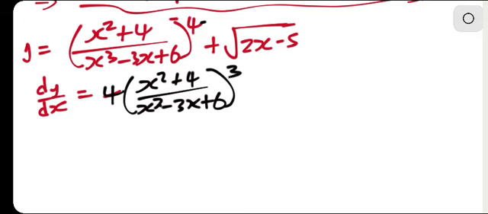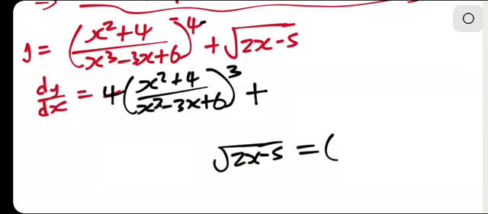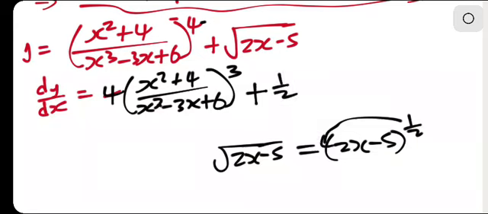Now you come to this guy. Remember that 2x minus 5 under the root is the same as 2x minus 5 raised to the power of half. So we're supposed to drop the exponents, there will be 1 over 2. Then subtract the exponents there.